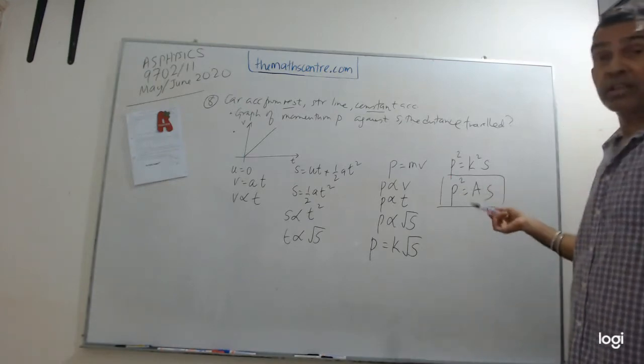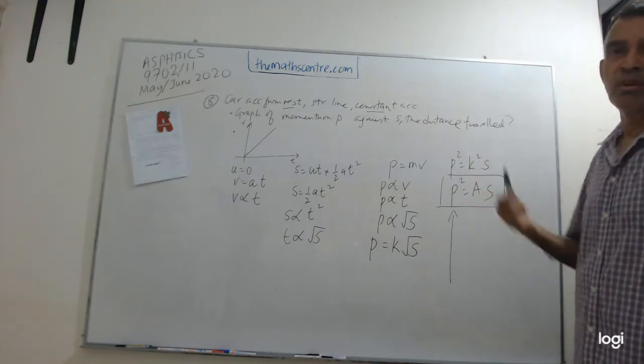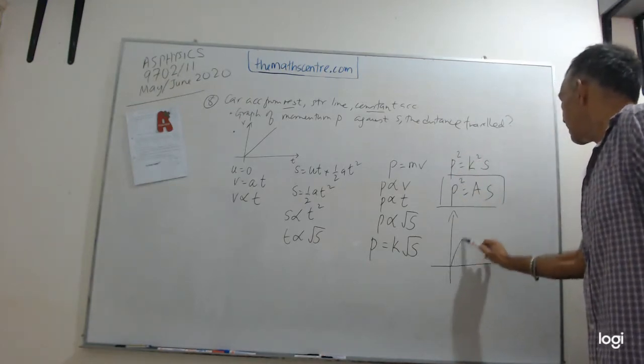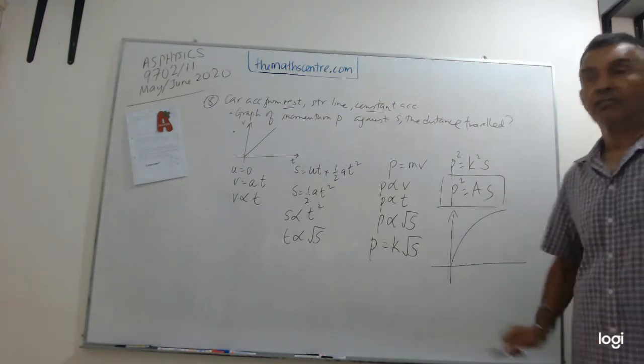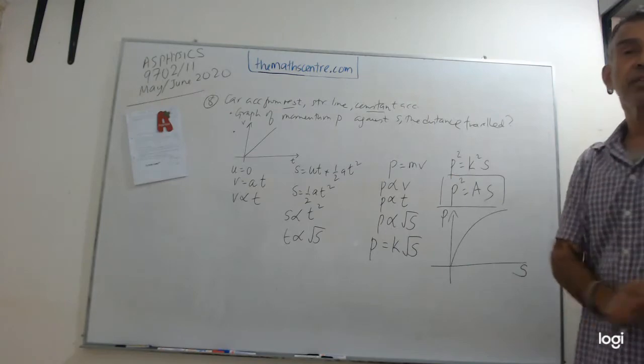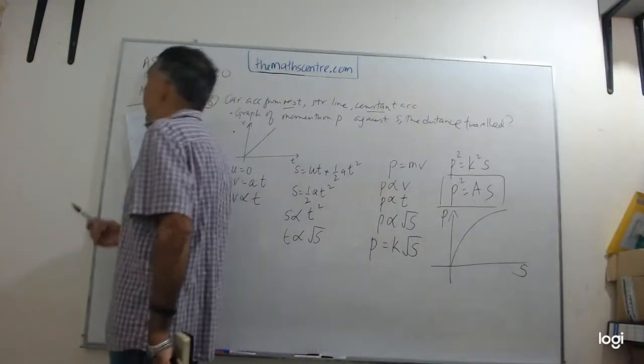So this equation now is like Y squared equals 4x or something. And we have a graph like this. No, this is P against S. So we're done. So the correct response will be A.